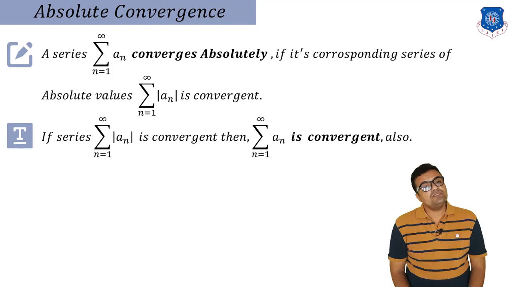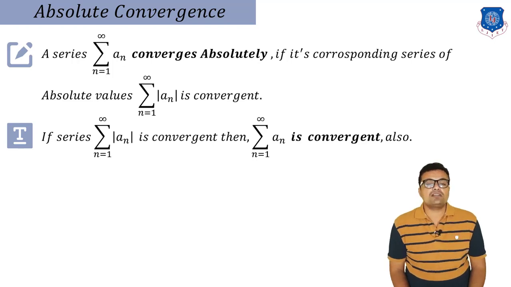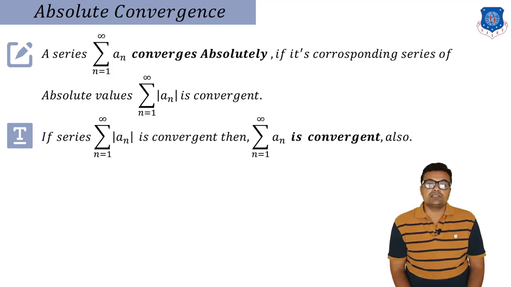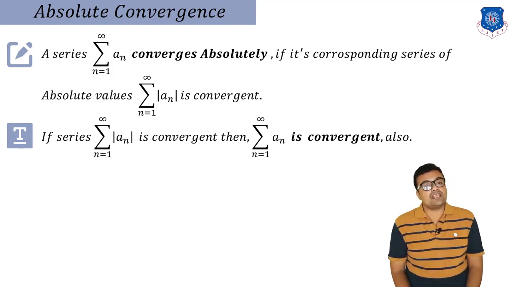We can say that if this series of magnitudes of an, meaning the absolute values of the series, is convergent, then our regular series is also convergent. But the converse is not true. It may happen that our regular series is convergent, but its absolute series is not convergent. We'll see this through examples.